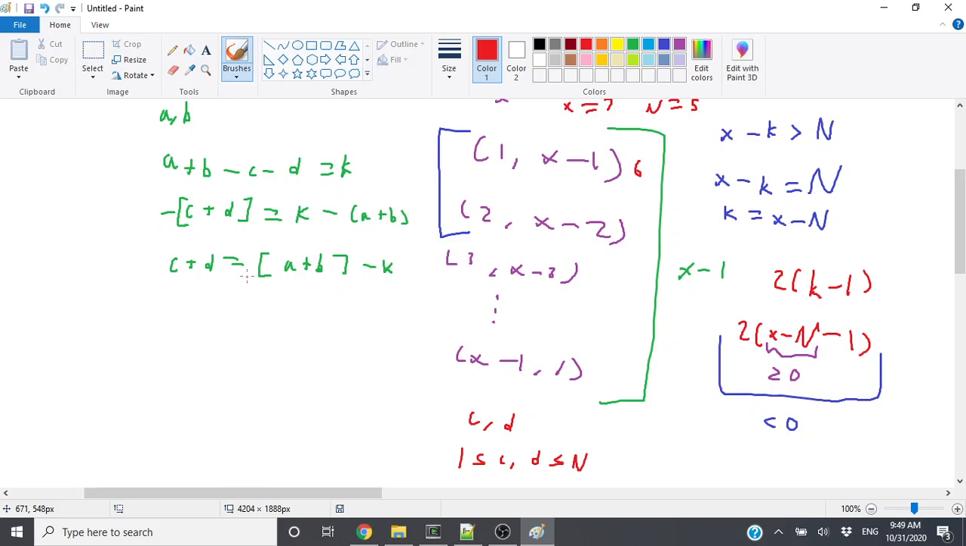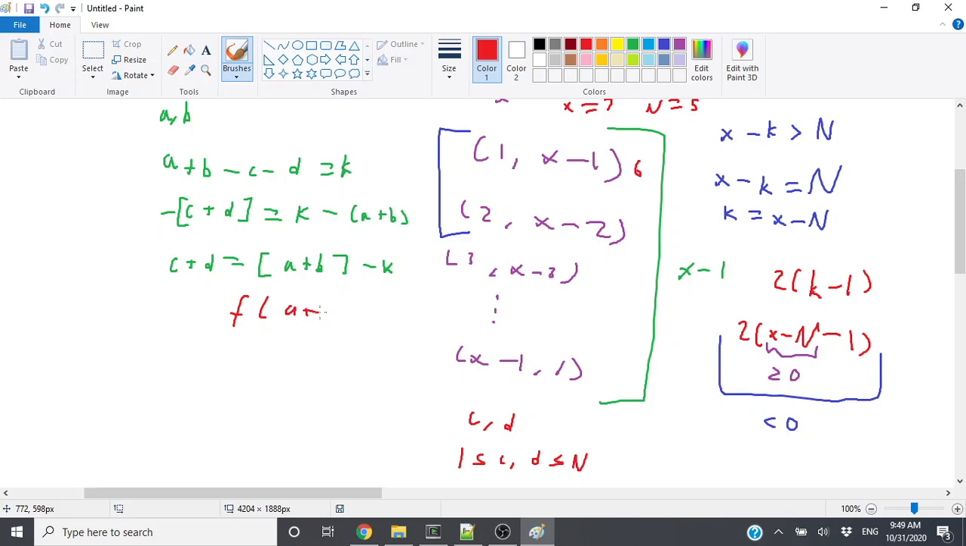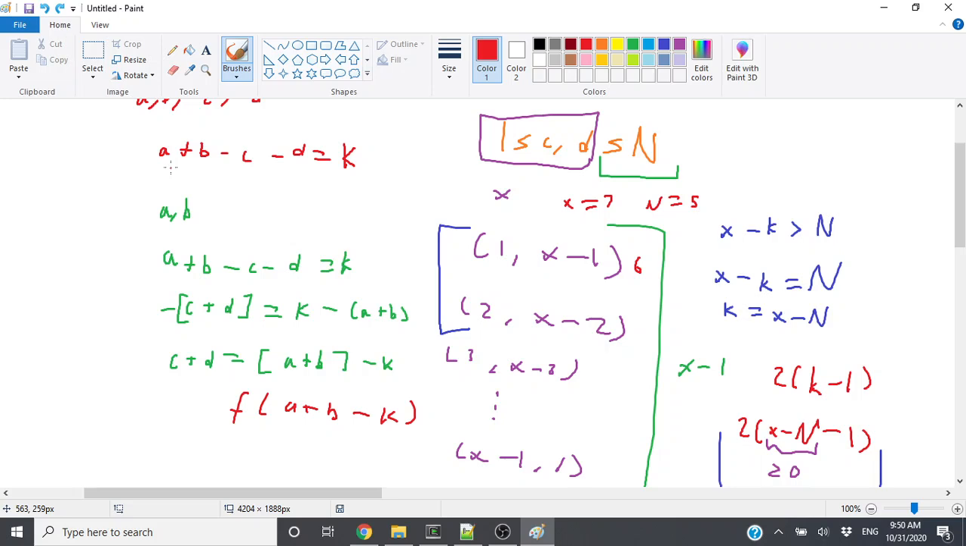Yeah, okay. And this is the value of X. We just know this because we fixed the value of A and B. So let's call this f of s, the number of ways to make the sum s. Then now we're just interested in f of a plus b minus k, because we need two numbers to sum to this.